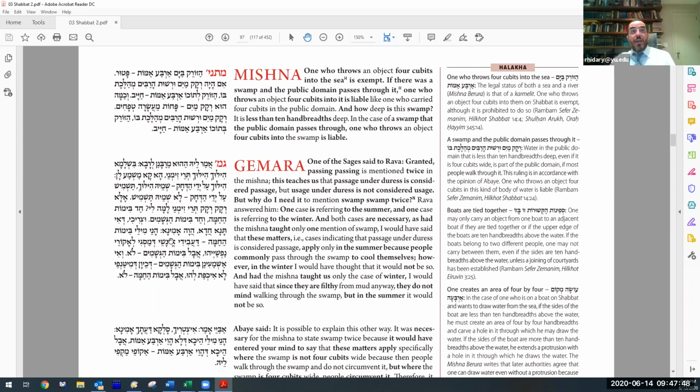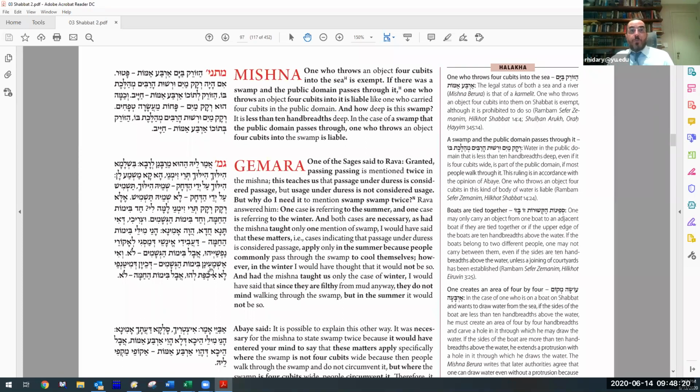In the summer, when it's very hot, people will generally walk through the puddle because they want to get cooled off in the puddle. And so they'll walk through rather than walk around. But when it's cold outside, then they'd rather walk around and they're not going to walk through it. So you might think that it's not considered a Reshut Rabim in the winter. So we have to teach you that in the winter it's also the Reshut Rabim.